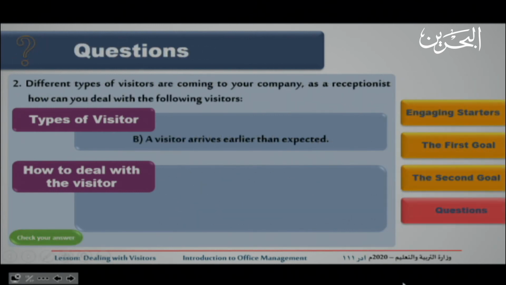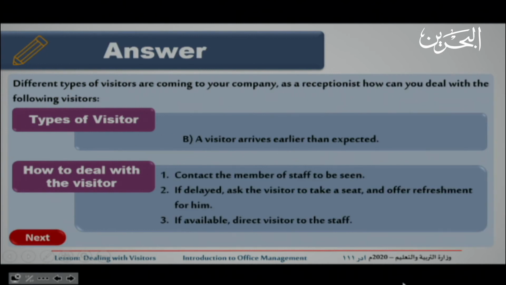Visitor B, a visitor arrives earlier than expected. How can we deal with this type of visitor? Number 1, contact the member of staff to be seen. 2, if delayed, ask the visitor to take a seat and offer refreshment to him. Number 3, if available, direct the visitor to the staff.